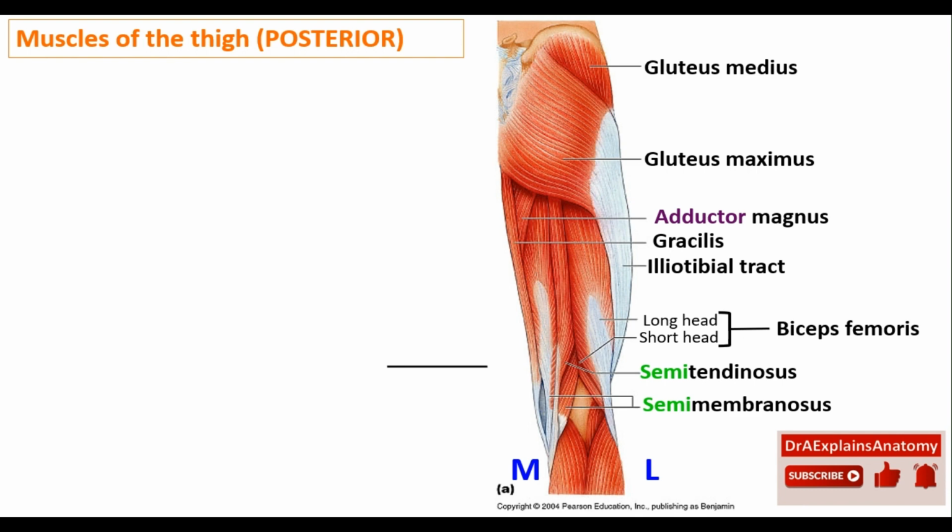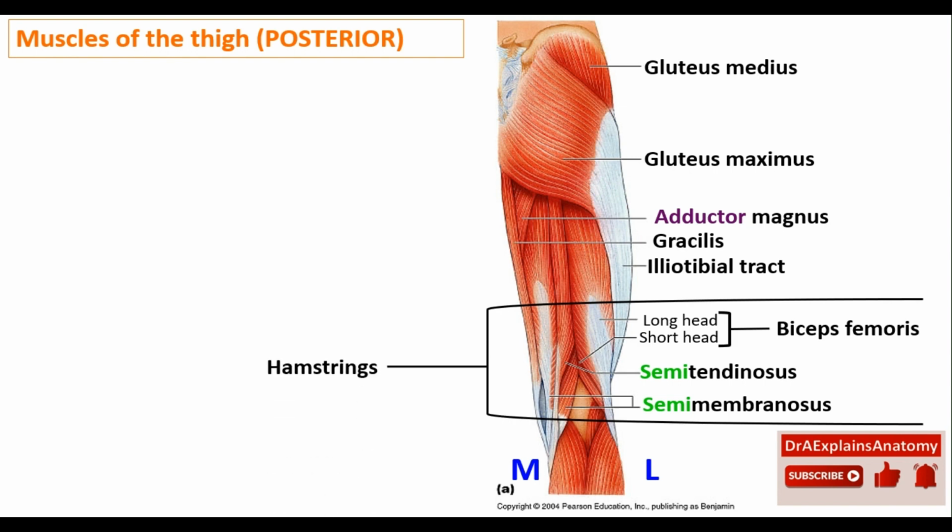The biceps femoris with the semitendinosus and the semimembranosus, they form the hamstrings muscles. It is called hamstrings because butchers use the tendon of these muscles to hang the ham for smoking.